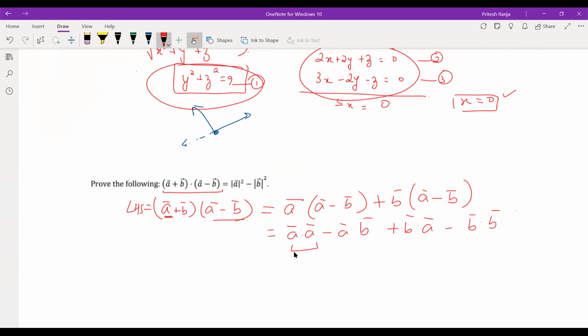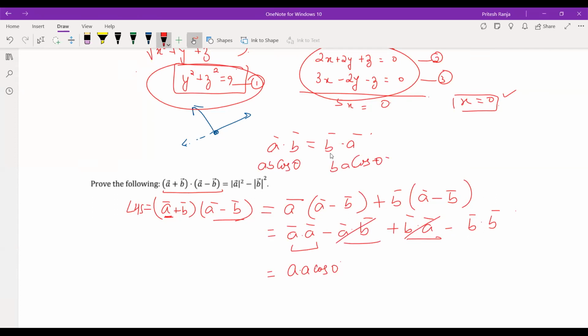Now what is a dot a? A into cos of 0, right? Because the angle between the same vector is 0. A dot b plus b dot a, this minus plus will get cancelled because we have a dot b is equal to b dot a, right? Because what is it for both? For both it is the magnitude and cos of the angle between them.